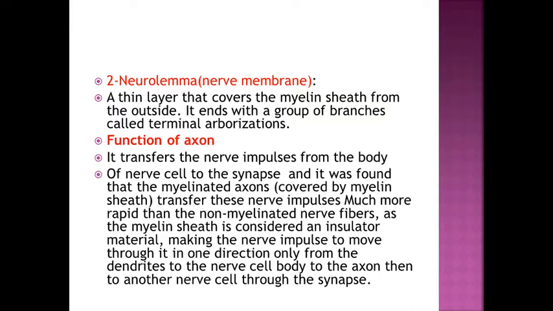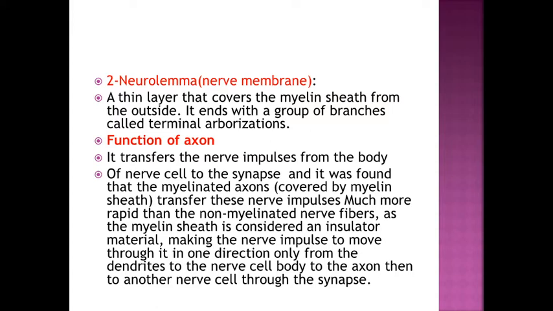The second thing is the neurolemma, which is the nerve membrane. It's a thin layer that covers the myelin sheath from the outside. It ends with a group of branches called terminal arborizations. The function of the axon is to transfer the nerve impulses from the body of the nerve cell to the synapse.